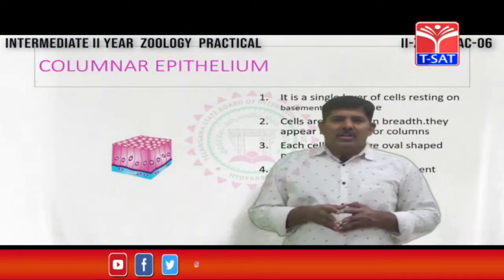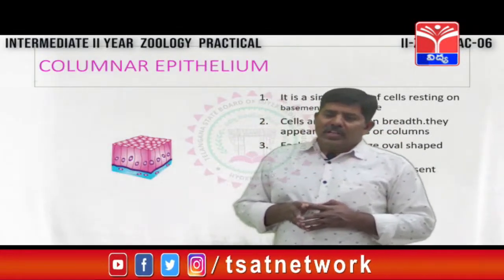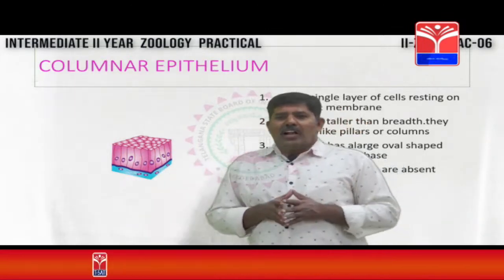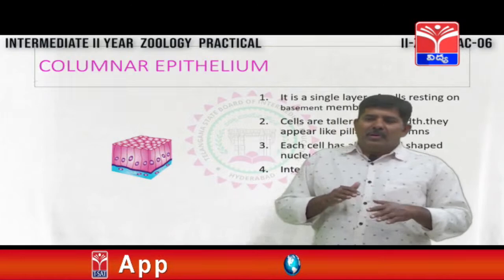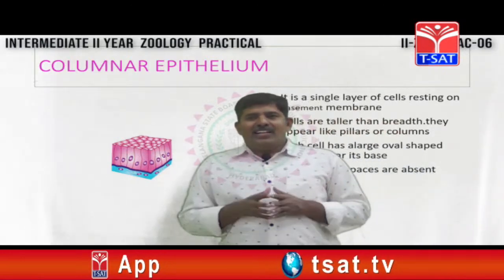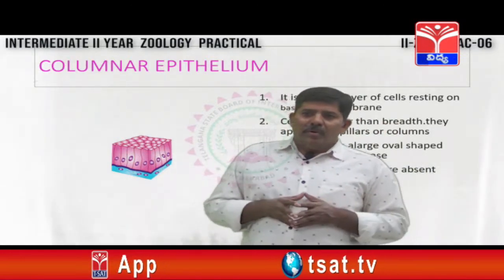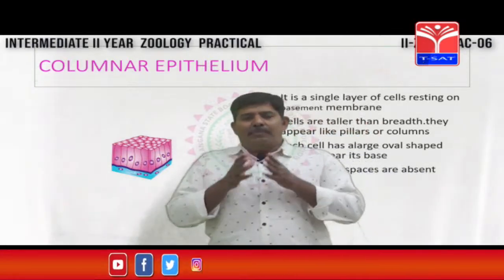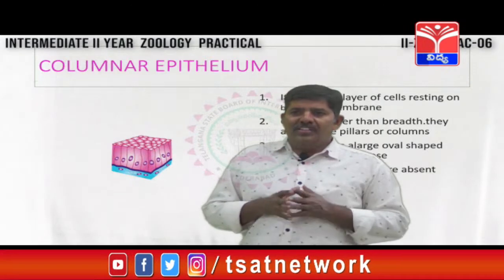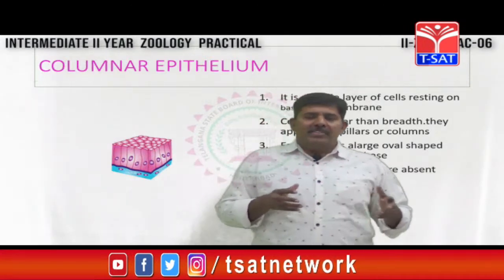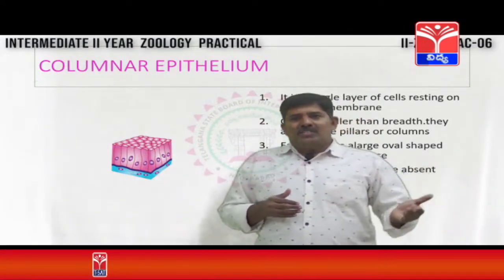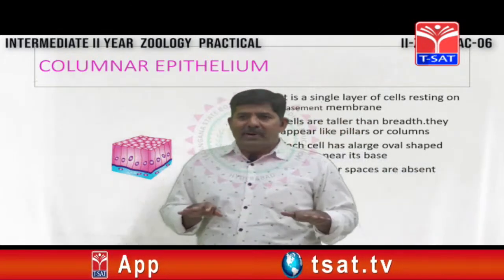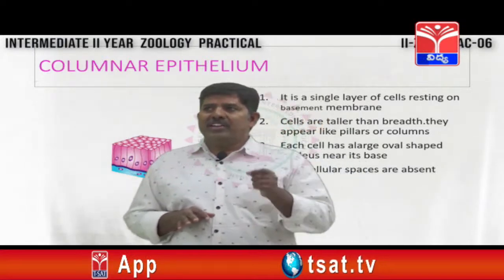Next one is columnar epithelium. This epithelium also is located in a single layer, but these cells are taller in shape and breadth compared to the simple epithelium. So this is also a single layer, but the cells are taller in shape.